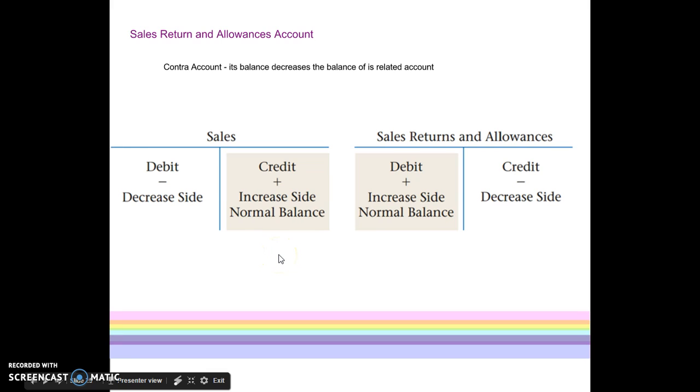When we take a look at the sales returns and allowances account, these are contra accounts. Sales returns and allowances is a contra account, which means it is a revenue account. However, it is going to have opposite characteristics of a revenue account. The sales account is revenue with a credit side balance, but sales returns and allowances is a contra revenue account, meaning it's going to have a debit side balance.